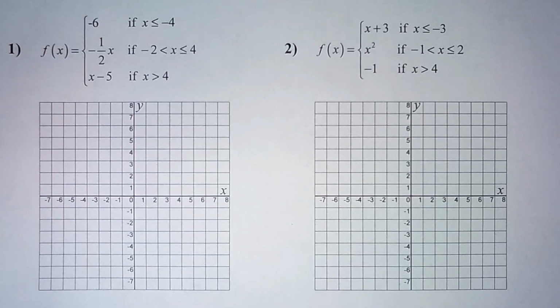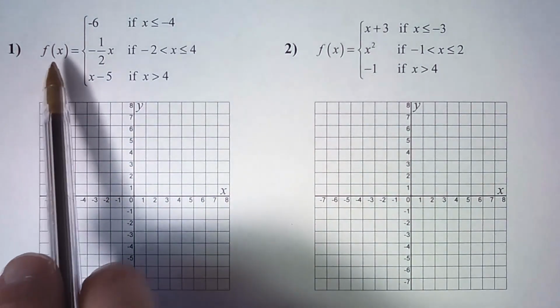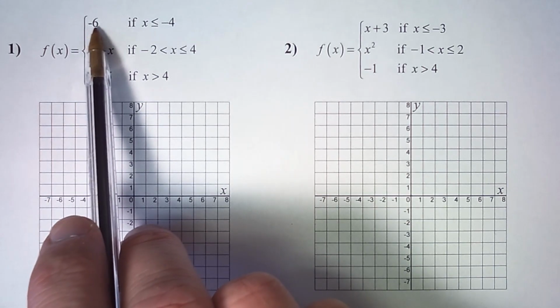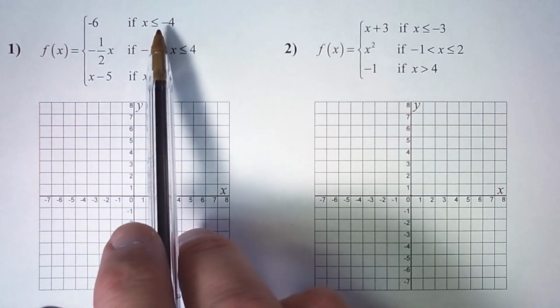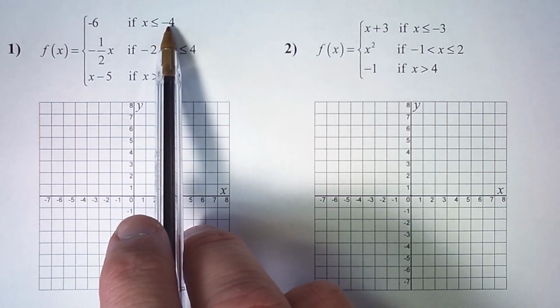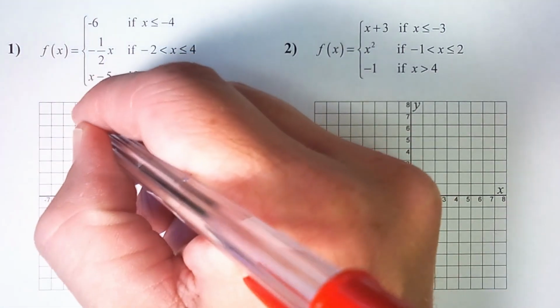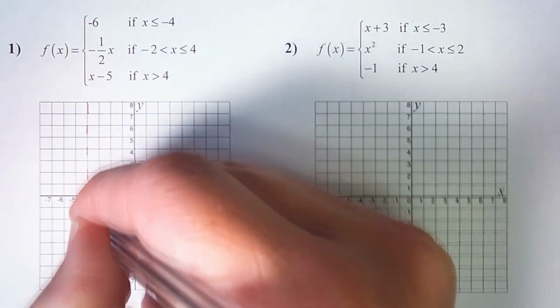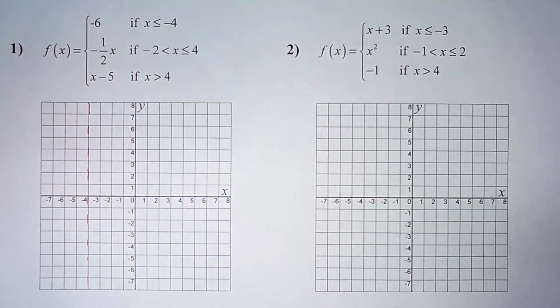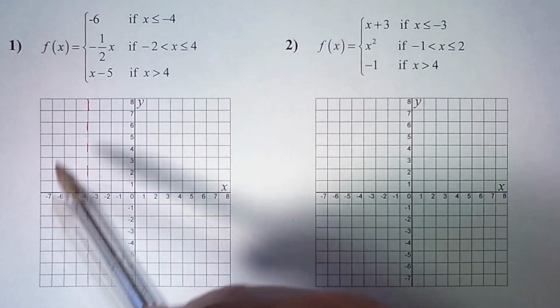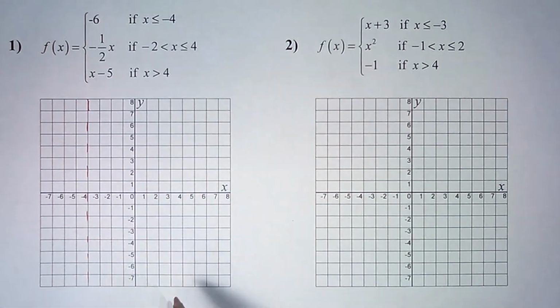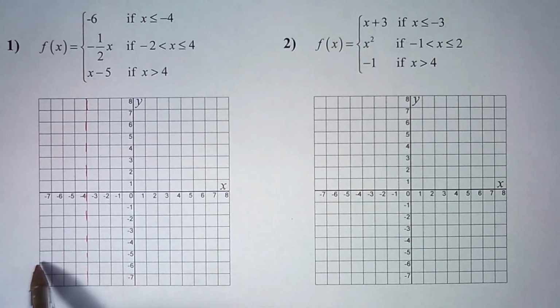Let's finish with a review of graphing piecewise functions. So here I've got f of x equals -6. So this is going to be a horizontal line, but only on the domain of x is less than or equal to -4. Okay, so I'm going to just put in a little dotted line here where x is -4. And I can only graph on the less than side, which is the left side of that line. So -6, that's a horizontal line down here.